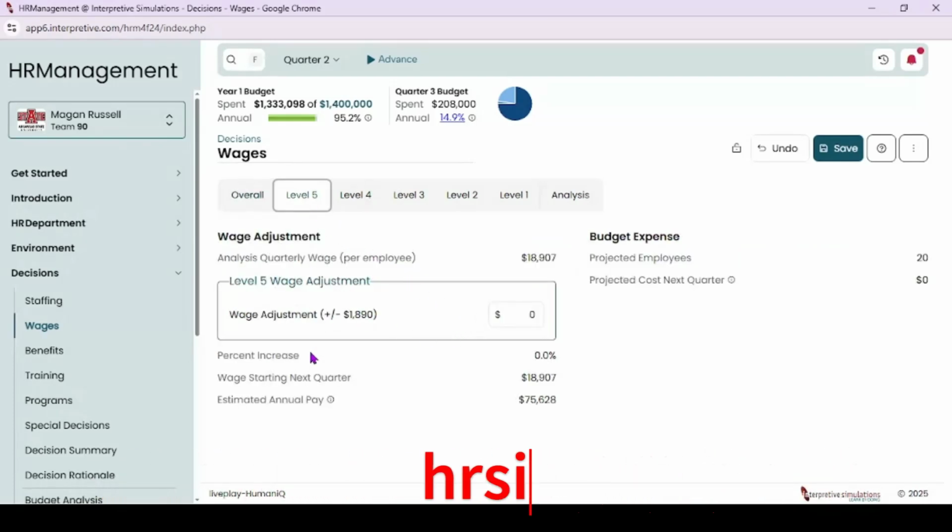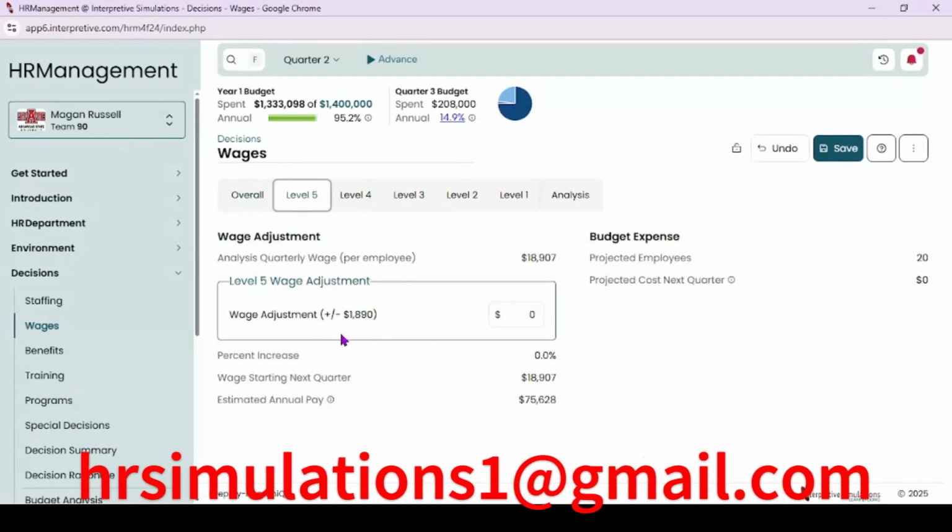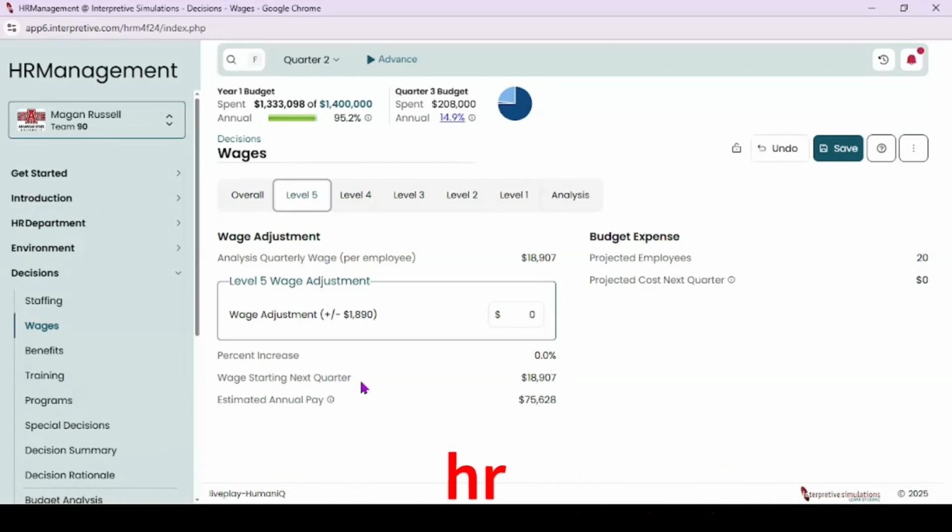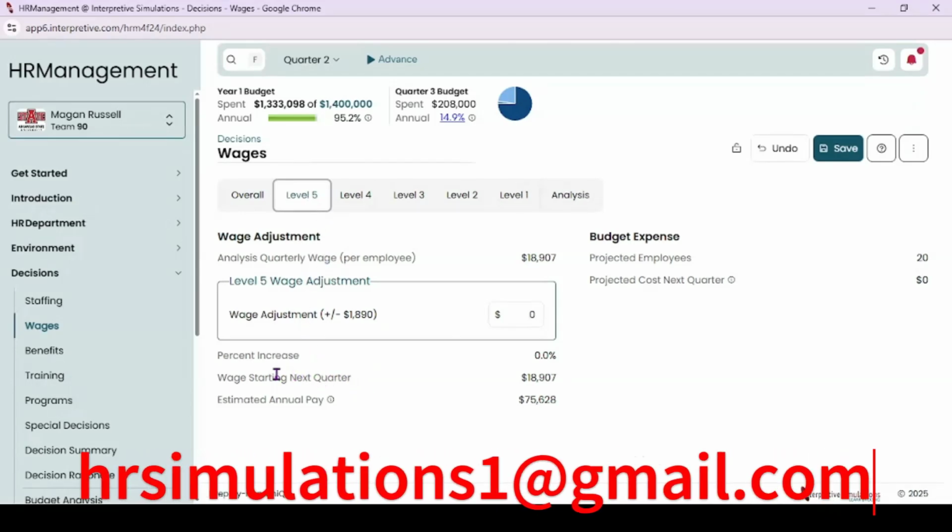So level 5, you can see that the percentage increase is 0.0.